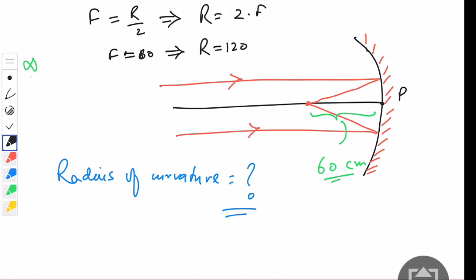I think you guys got confused about the formula. You thought R is equal to f by 2. No, f is equal to R by 2. Okay. Now makes sense? Everyone clear? Okay, good. In case it's not clear, you can ask me. Right. So this was a simple question.